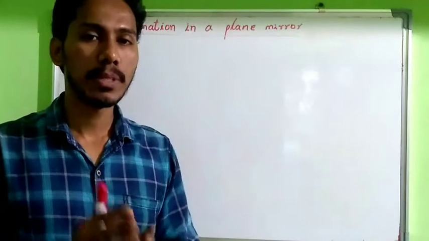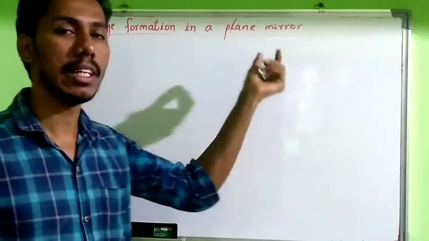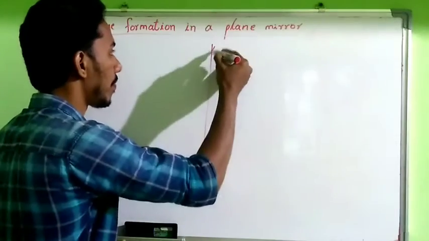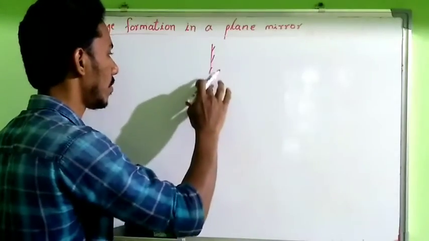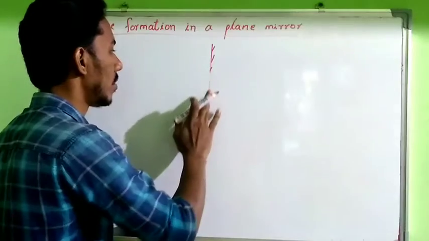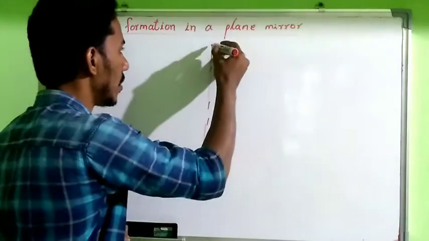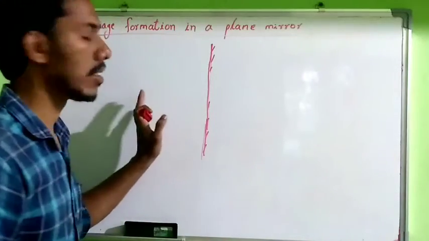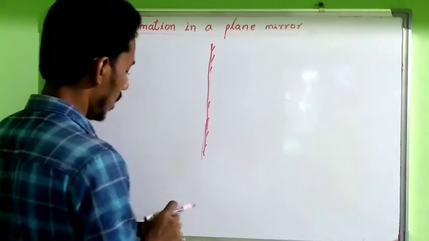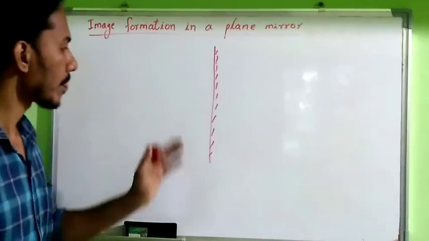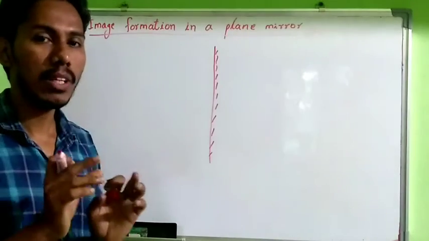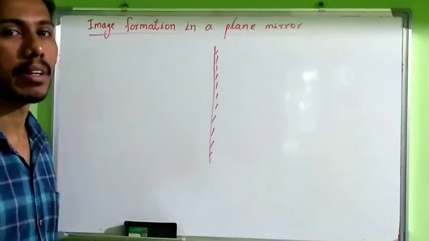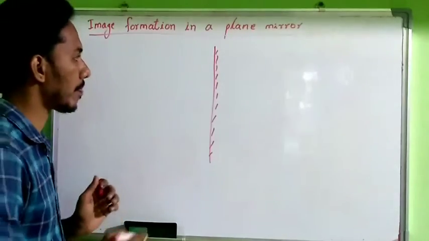Okay, let us draw the picture of image formation in a plane mirror. Okay, it is a plane mirror. This part is the smooth surface. Left part is smooth surface and the right part is rough. Okay. Then how is the image seen inside this mirror? How is it possible?